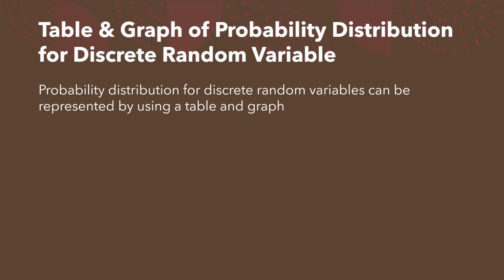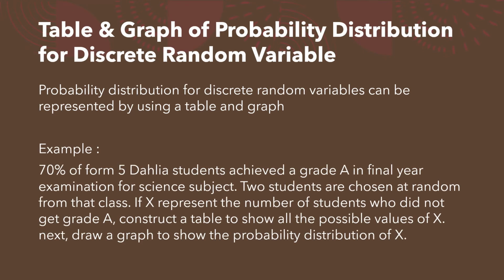A discrete random variable can follow a binomial distribution. For this table and graph, we have covered it in our previous class on random variables, where we learned how to represent the data using a table and graph. So I use the same example. 70% of Form 5 Dahlia students achieve grade A in the final year examination for a science subject. 2 students are chosen at random from that class. If X represents the number of students who did not get grade A, construct a table to show all possible values of X. Next, draw a graph to show the probability distribution of X.